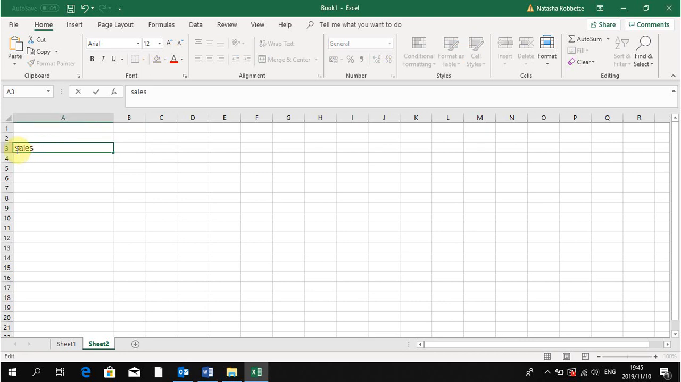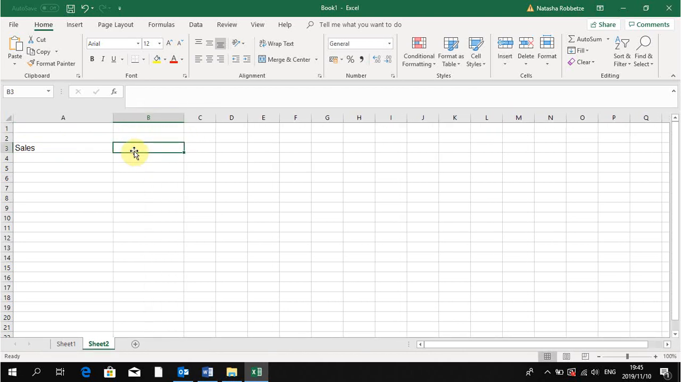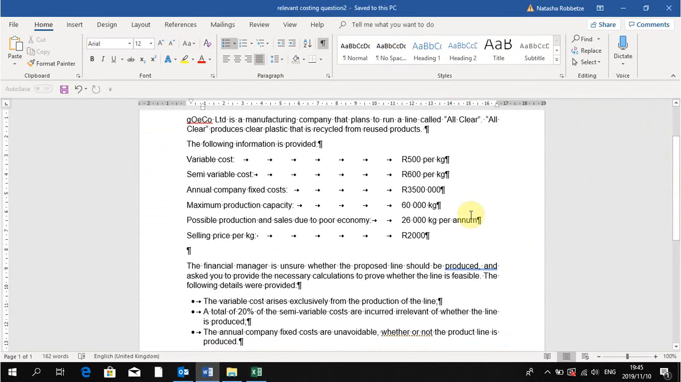And for the sales, we are told that we are experiencing poor economic conditions, so therefore only 26,000 kilograms can be sold. And I believe that the selling price per kilogram is 2,000 Rand, and that gives us an answer of 52 million. So to calculate the sales, I take the 2,000 Rand and I'm going to times it by the possible production and not by the maximum production, because from this question it's clear that the maximum production cannot realize because we are in a poor economic state.